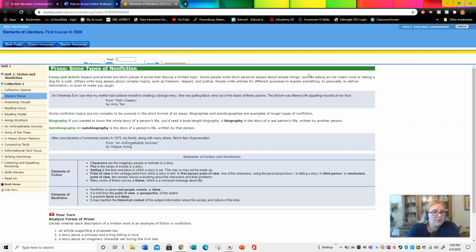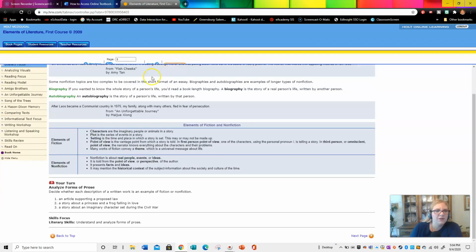Some nonfiction topics are too complex to be covered in this short format of an essay. Biographies and autobiographies are examples of longer types of nonfiction. Biography. If you wanted to know the whole story of a person's life, you'd read a book-length biography. A biography is the story of a real person's life written by another person. Autobiography. An autobiography is the story of a person's life written by that person.